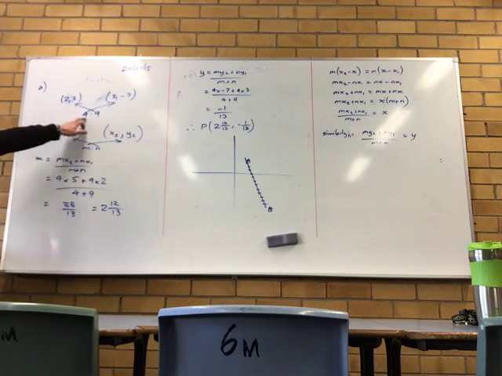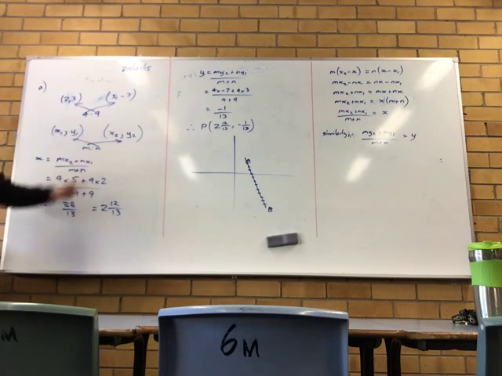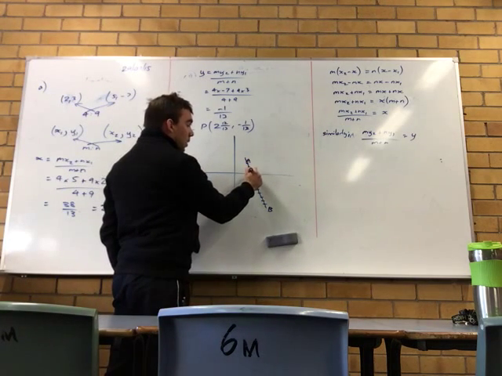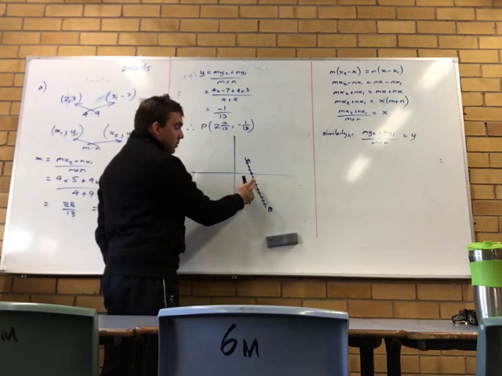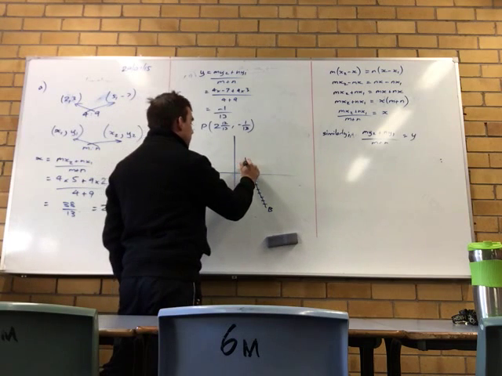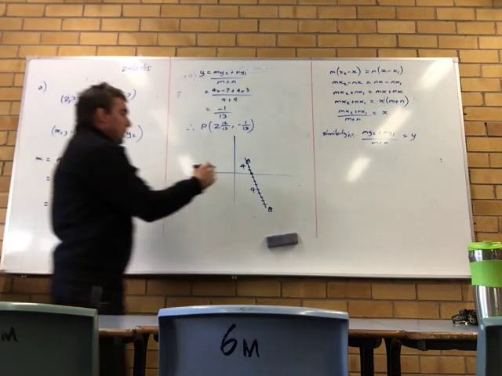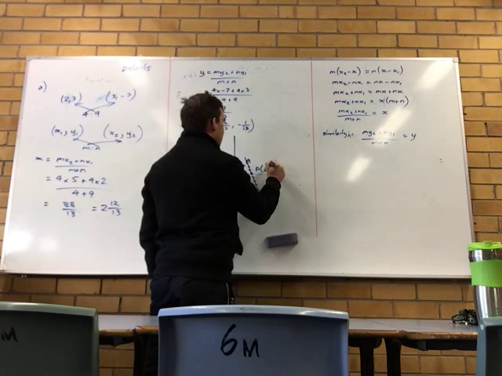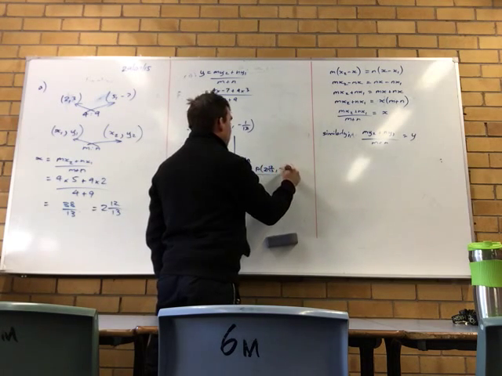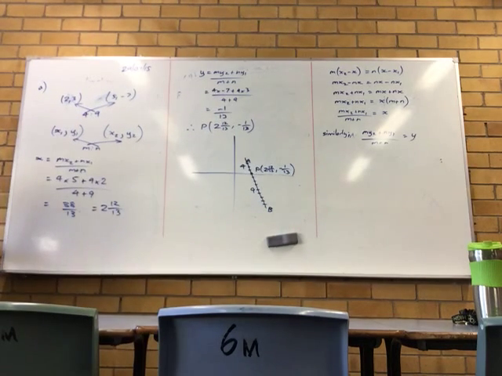The distance from this side is 4, and the distance from this side is 9. We've got 1, 2, 3, 4, and then 1, 2, 3, 4, 5, 6, 7, 8, 9. So that distance is 4 units, and that distance is 9 units. And that's the point P, 2 and 12 on 13, and negative 1 on 13. Does that seem reasonable? That's what you're working out. Any questions on the process?